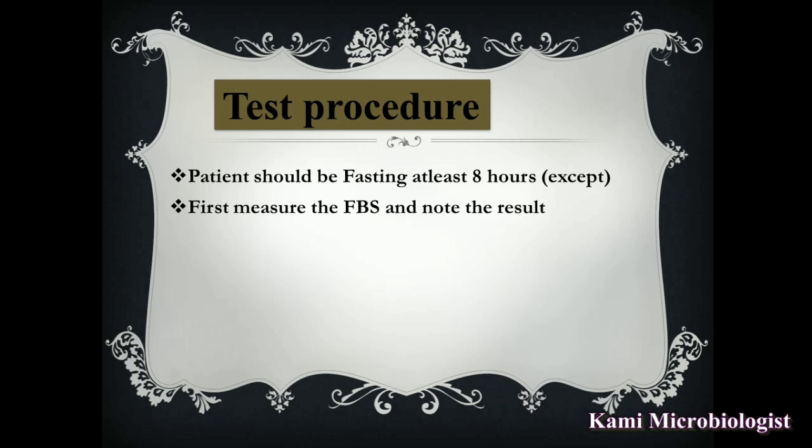Means you will take a urine sample and a blood sample, and then you will perform the glucose test on the blood and on the urine as well, and you will check the result. Next, what will you do after that? You have to give a glucose solution or glucose drink to the patient.